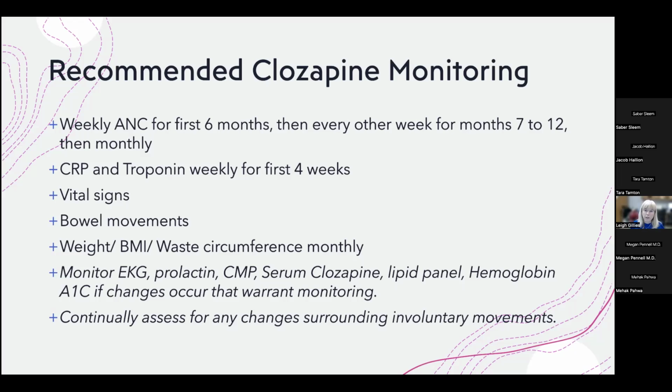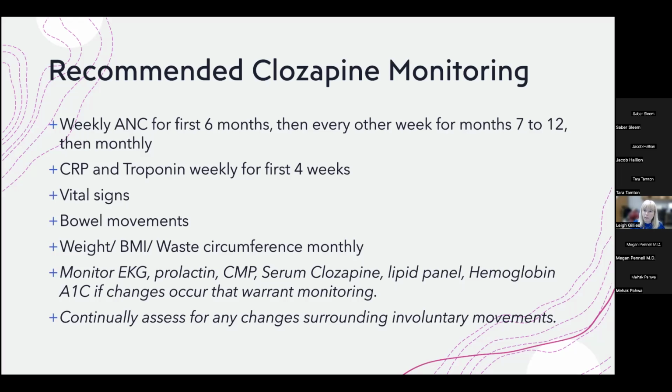It's recommended to do a CRP and troponin every 4 weeks. We're monitoring for myocarditis and any kind of inflammatory condition. So we want to detect it as early as possible so that we can slow down the clozapine titration and make other interventions as needed before it gets into a life-threatening condition.